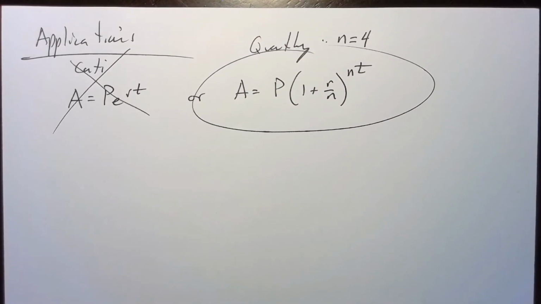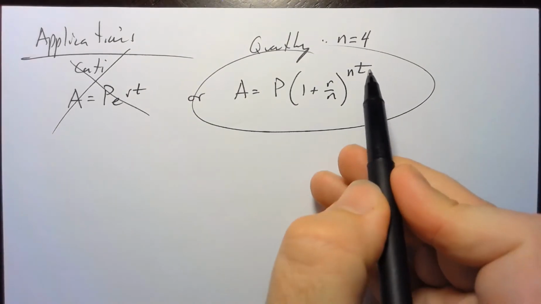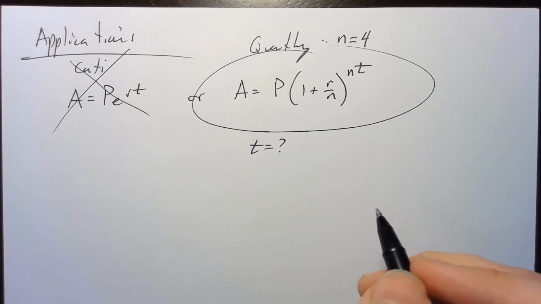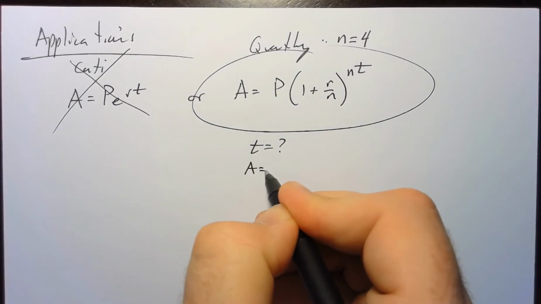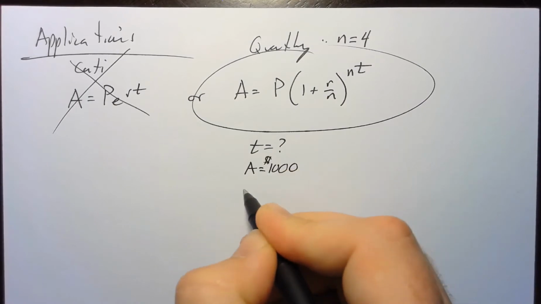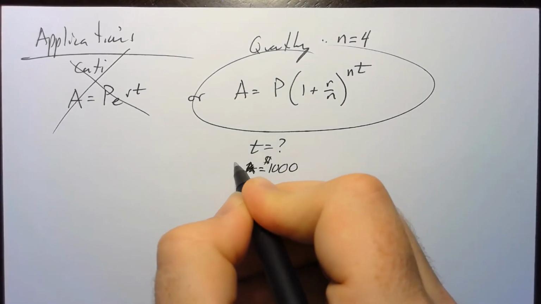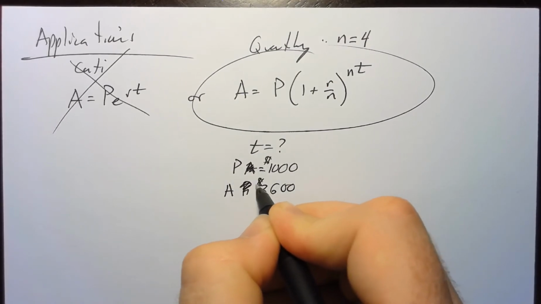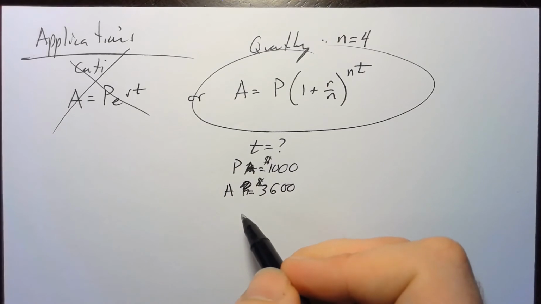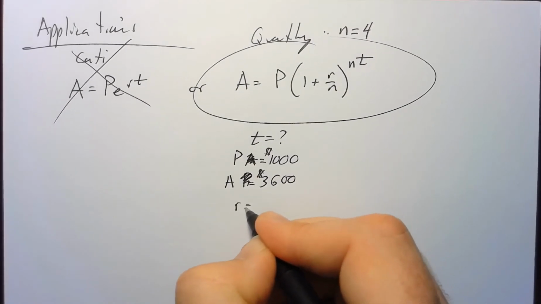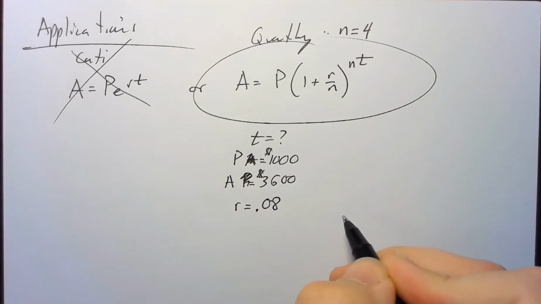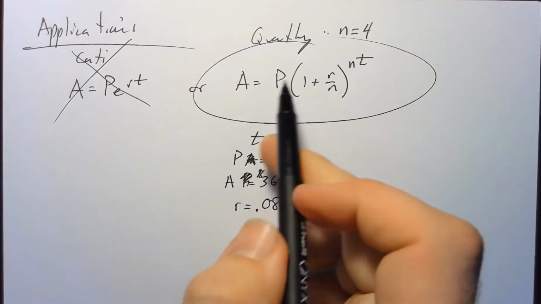So the question asks one more time, how long to the nearest tenth of a year? So I'm trying to find out what t is. T is my question mark. Will it take $1,000, that's my initial investment, to grow to a value of $3,600, that's my end result, at an interest rate of 8%. Remember, the interest rate being 8%, we must convert the 8% to a decimal form, and then again, compounded quarterly, so I already have n equals 4.